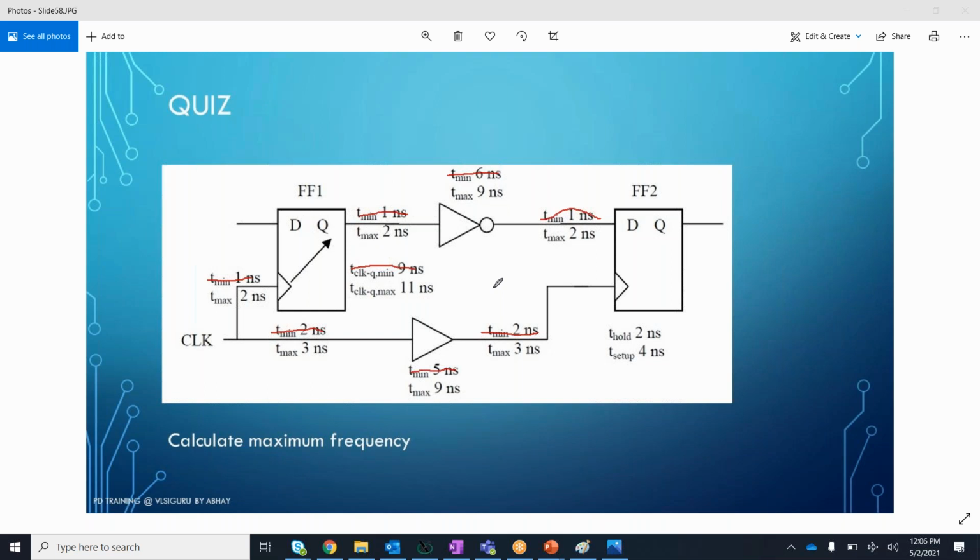Can anyone do it? Yes, can you please repeat the question? My question is, previously I gave you the time period and you did the setup slack and hold slack calculation. That's fine. Now I don't know the time period of this circuit, and I have to find the maximum frequency at which this circuit can operate. I have a circuit, I have all the data. I have to find the frequency for this circuit. Do you understand?